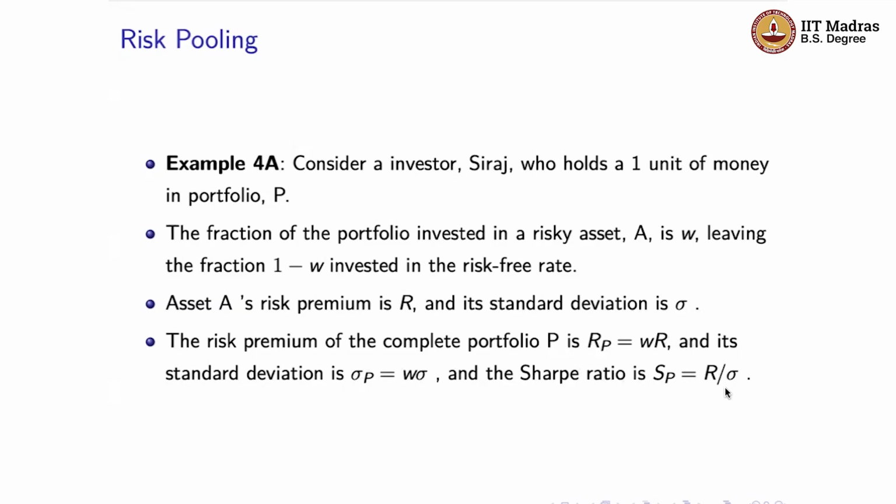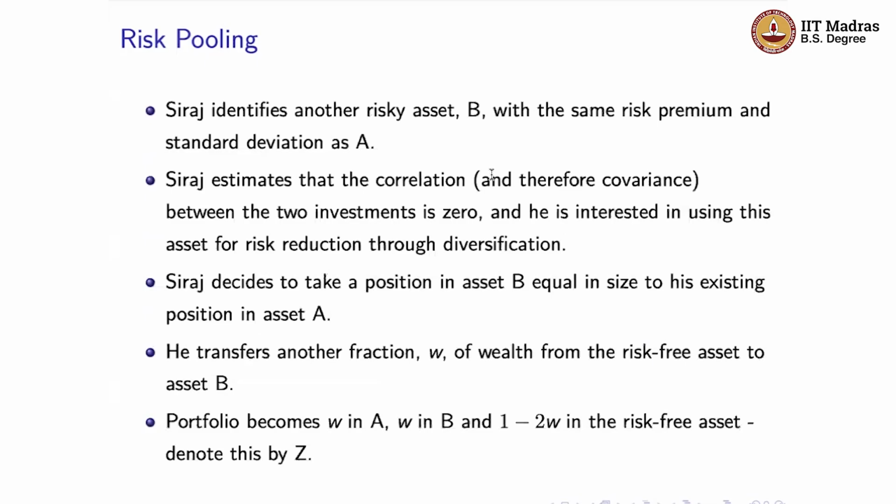And now suppose that Shiraj comes across another risky asset B, which has very similar characteristics as A, in the sense that it has the same risk premium R and the same standard deviation sigma as A. So the good thing about this asset is that its returns are uncorrelated with asset A. So we can think of A and B as uncorrelated assets. And Shiraj thinks that, okay, this seems like a good way to diversify and reduce risk, right? So what he plans to do is invest a similar amount of his portfolio in B as he had invested in A, right?